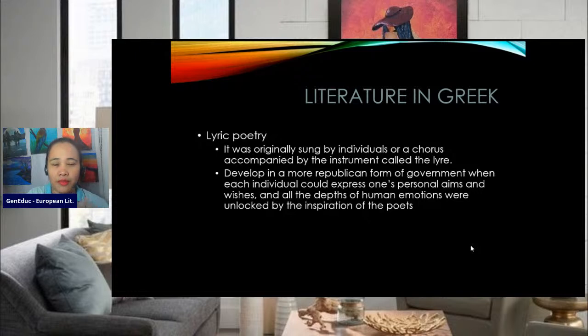kanina, we have the mythology. We talk about gods and goddesses. So, let's have lyric poetry under literature in Greek. It was originally sung by individuals or a chorus, accompanied by the instrument called the lyre. Development in a more republican form of government, when each individual could express one's personal aims and wishes, and all the depths of human emotions were unlocked by the inspiration of the poets.